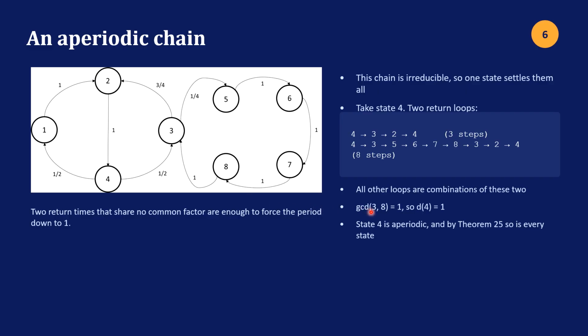And so since 3 and 8 don't have a common divisor other than 1, the GCD is 1. And that means the d4 for this state is 1. And so state 4 is aperiodic. And by theorem 25, so is every other state in this chain here. Okay, so you may want to try another state just to convince yourself that you're going to get the same GCD of 1, just as a test.